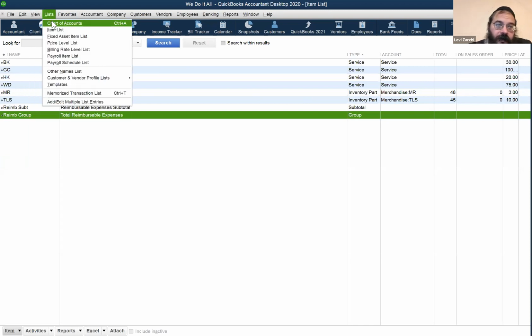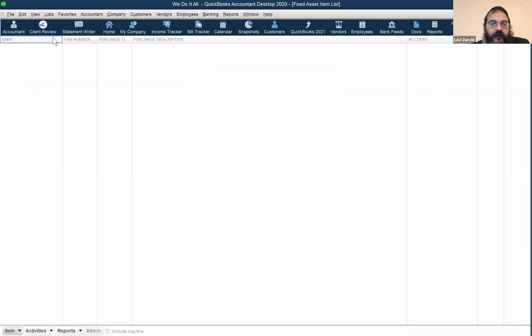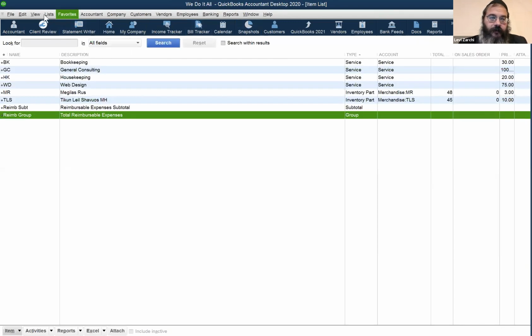And if you go further down to fixed asset items, we don't have fixed assets. QuickBooks offered to keep track of our purchase ID and description of the assets we have. We only have a computer and a copier, so we don't have QuickBooks tracking it for us, but we could have QuickBooks track the purchase price and make the depreciation for us annually.